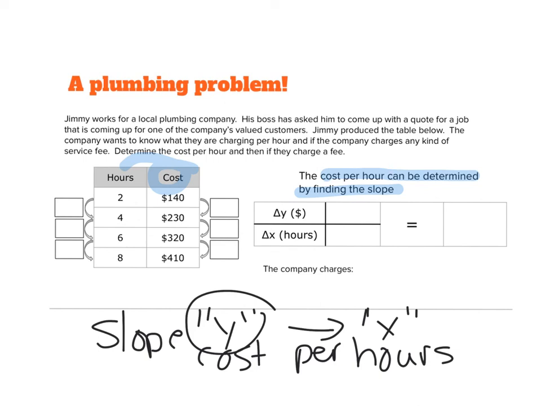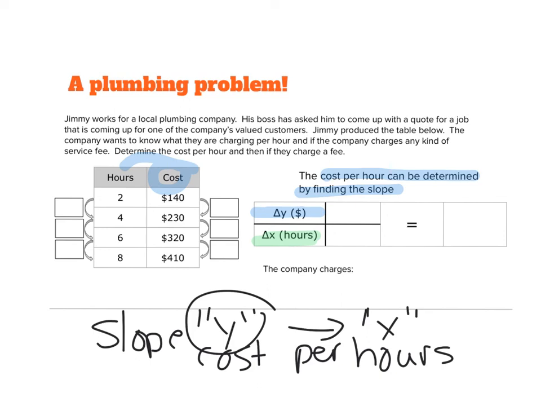All right, so let's look at this. What is Jimmy's company going to charge per hour? To find slope, as a reminder, we want to find the change in y over the change in x. So is y increasing or decreasing, and by how much? Divided by, are the x's increasing or decreasing, and by how much?